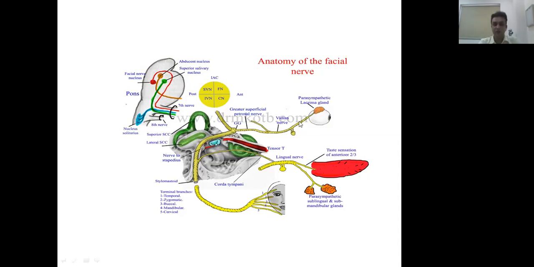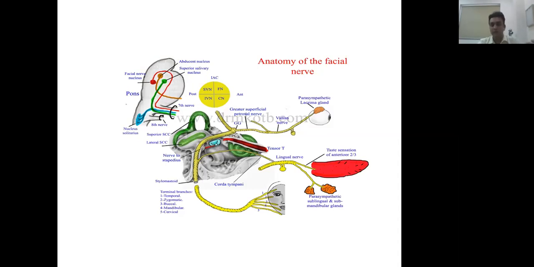And the third branch of the nerve arises from the vertical portion, which is known as the chorda tympani nerve, which goes to the submandibular gland and supplies parasympathetic secretomotor fibers to submandibular and sublingual salivary glands. It also takes the taste fibers from anterior two-thirds of the tongue. At the level of stylomastoid foramen, the nerve passes through the stylomastoid foramen and becomes the extratemporal part of the nerve.